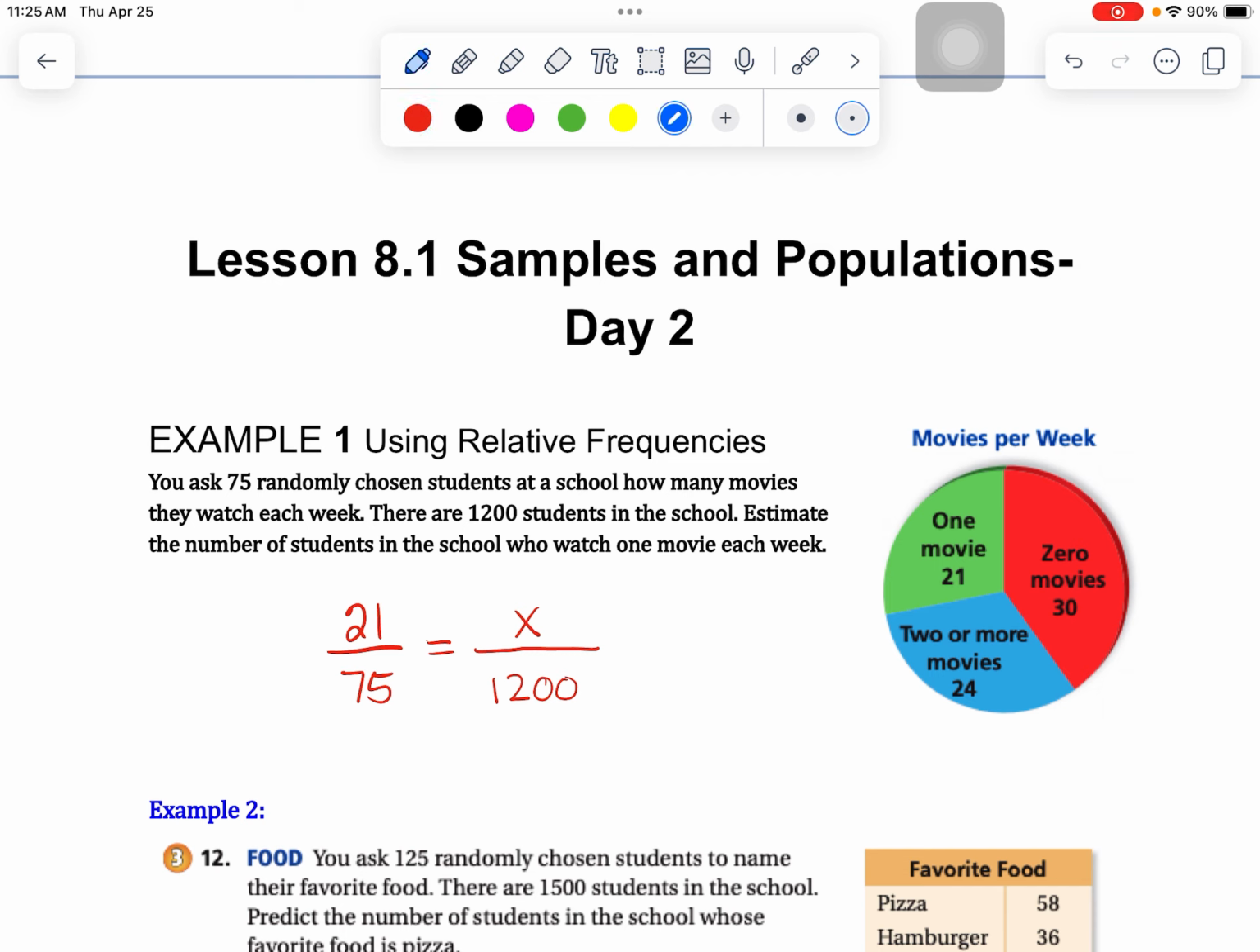So I am going to do 21 times 1,200, which gives me 25,200 equals, on the other side, 75x. So to isolate x, I'm going to divide both sides by 75. And that leaves me with 336 students who watched one movie a week.